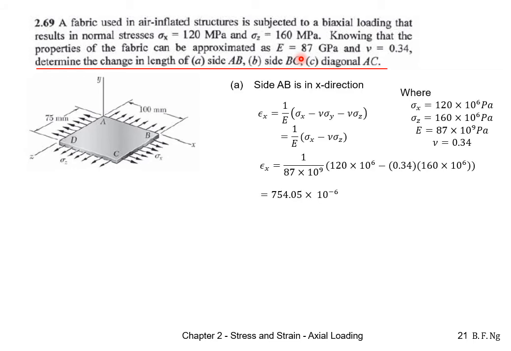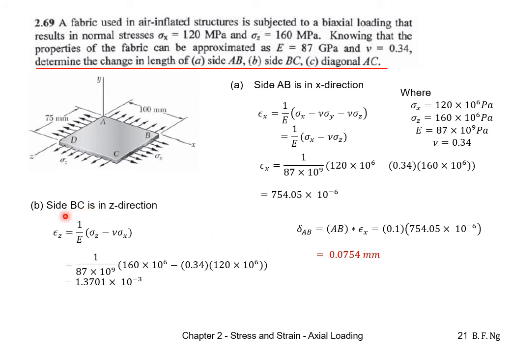For part A, we are told to find the strain on side AB, which is in the x direction. As such, we'll use the equation for strain over here. Sigma y is gone because there's no stress in the y direction. Substitute in known parameters into the equation and we arrive at the strain over here. As the question is asking for change in length, we need to multiply the strain by the original length to get the change in length, which is 0.0754 millimeters.